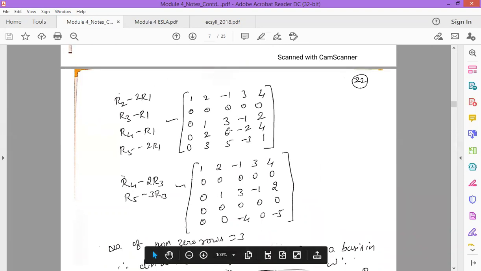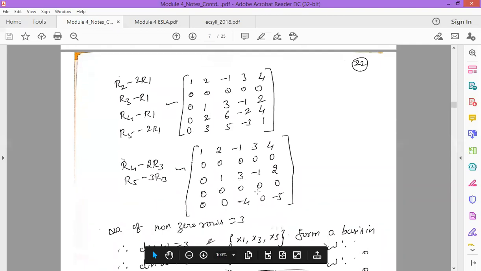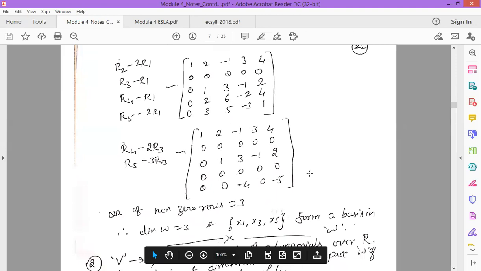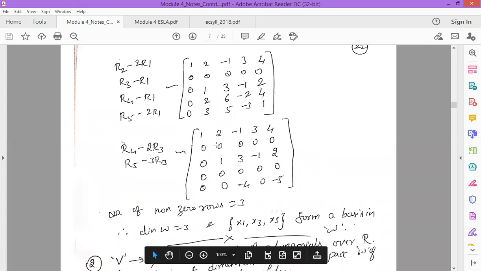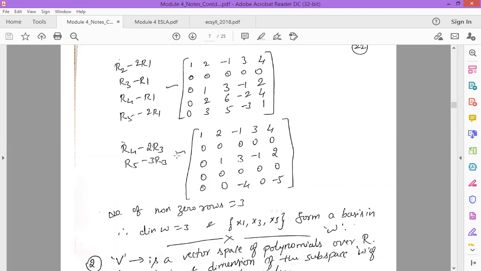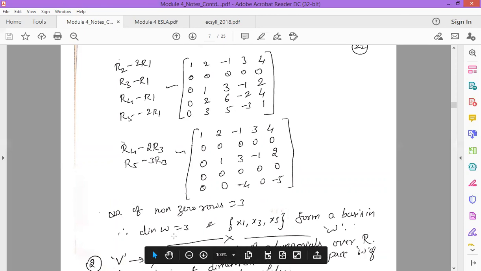After applying all this, the reduced form of the matrix A is obtained as 1, 2, minus 1, 3, 4; 0, 0, 1, 3, minus 1; 2, 0, 0, 0, minus 4, 0, minus 5. Here you can see that two zero row vectors are present and the remaining three are non-zero rows. The number of non-zero rows you have obtained represents the dimension. So the dimension of this vector subspace is 3.